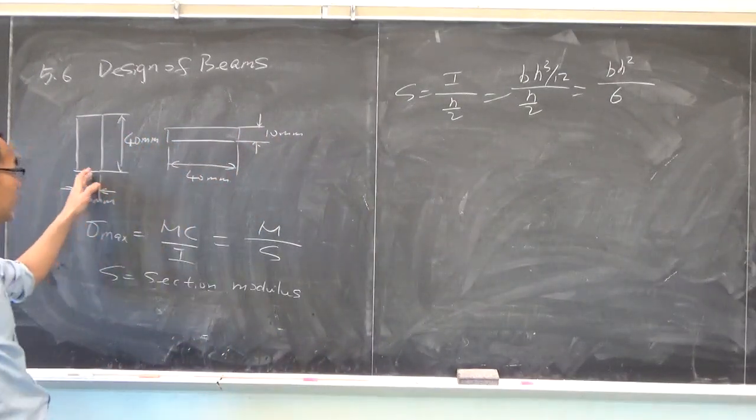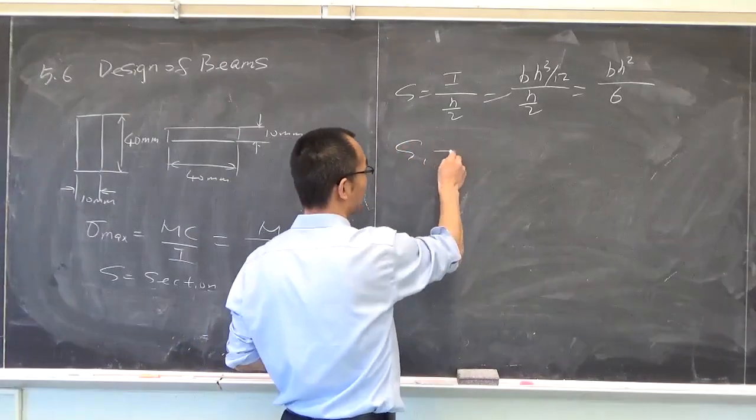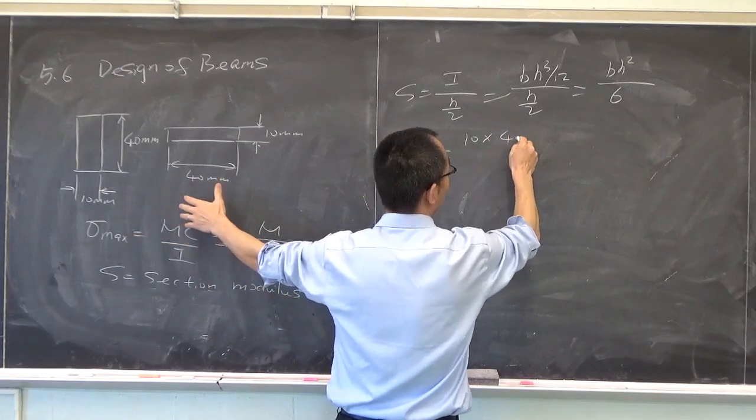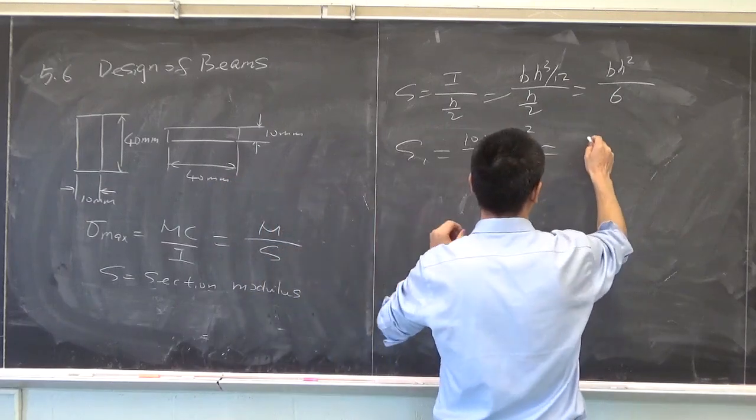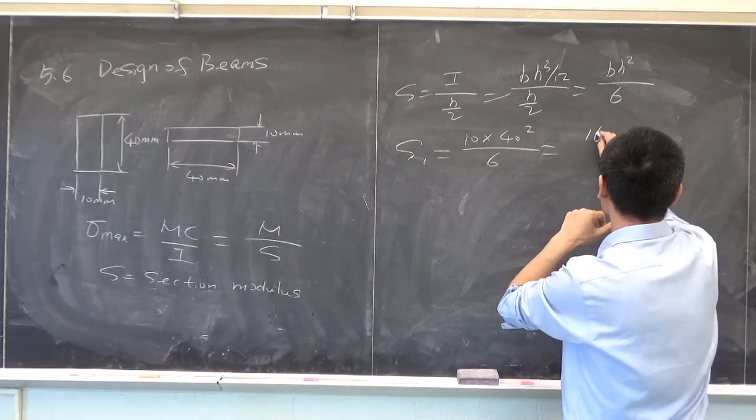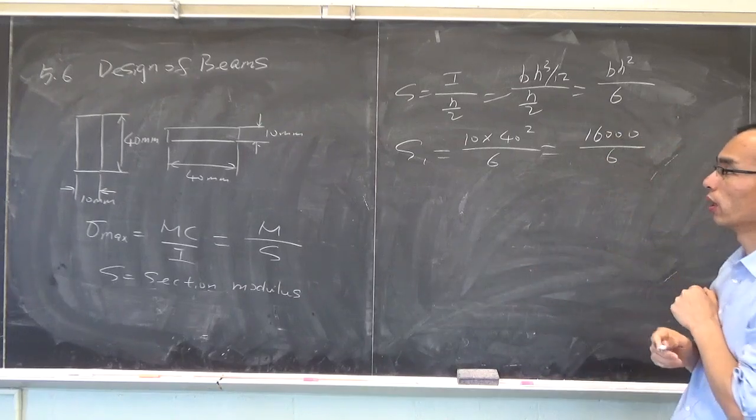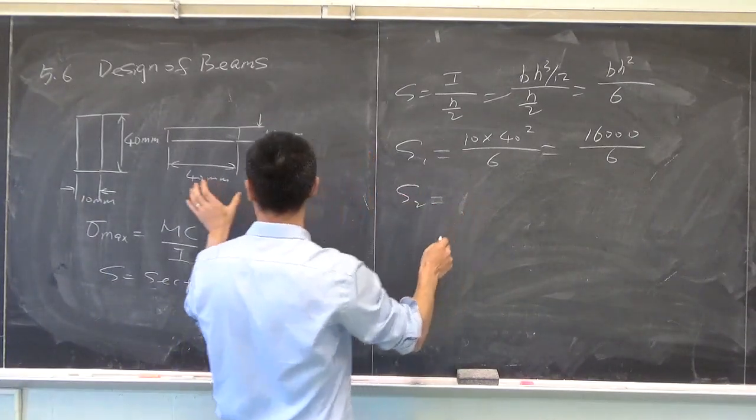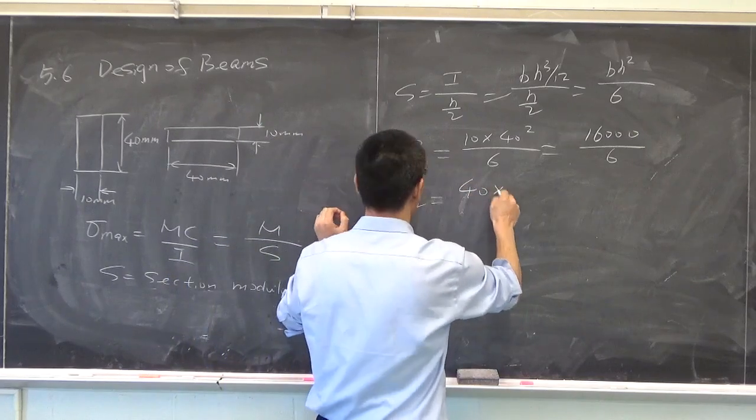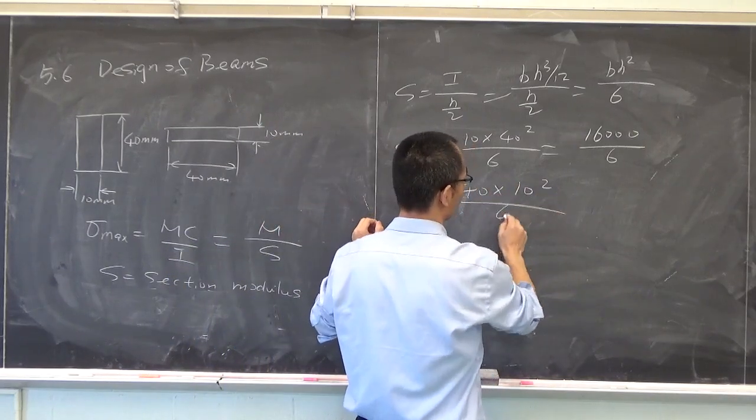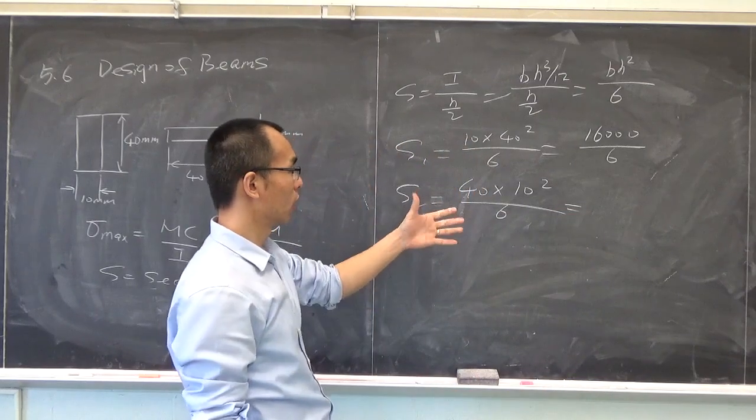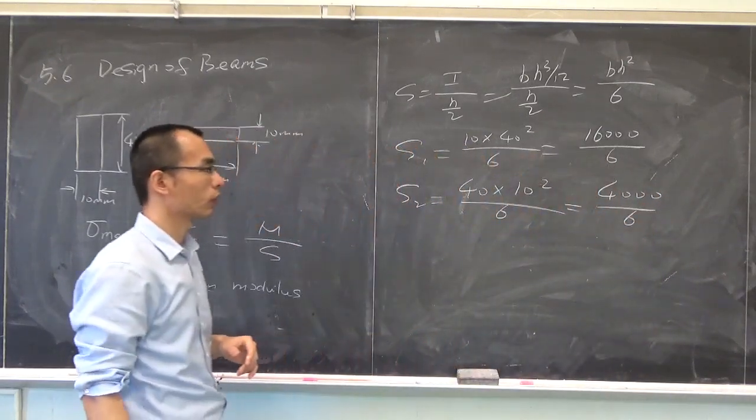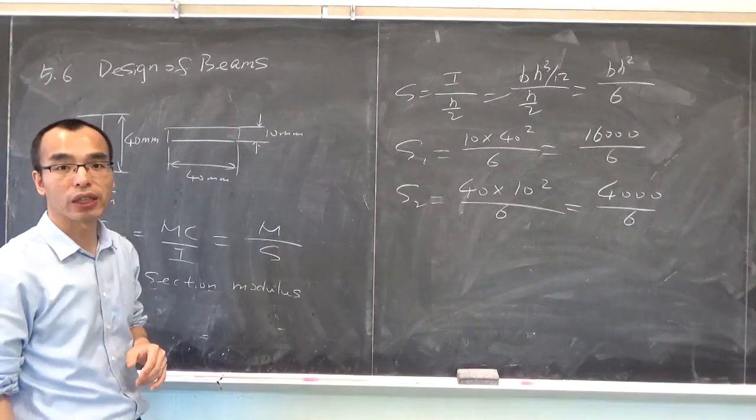For this one, if you place the beam like this, we name it as one. So b will be 10 and h will be 40, so it will be 1,660,000 divided by 6. This is for the first case. For the second one, the width will be 40 and the height will be 10, so this one will be 4,000. So we have different section moduli.